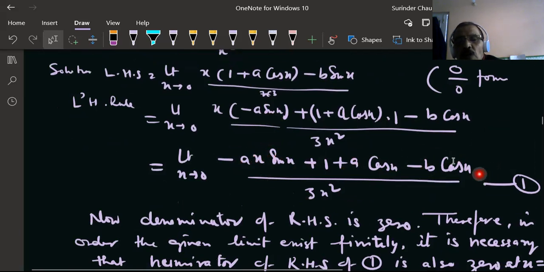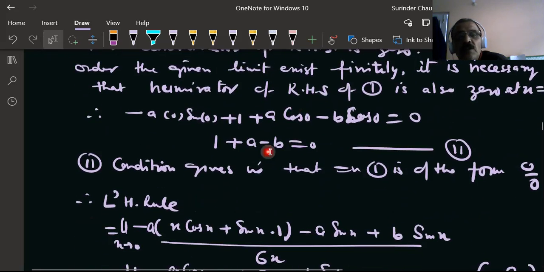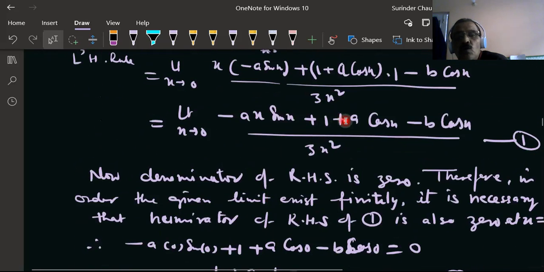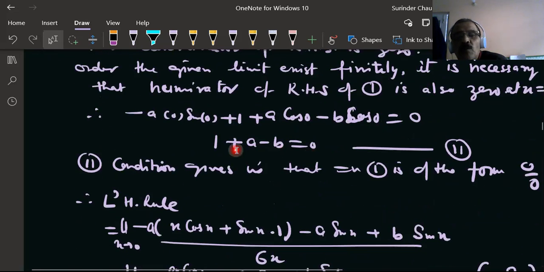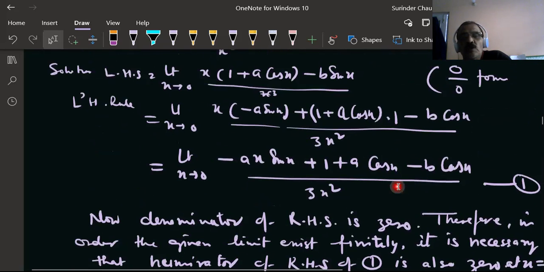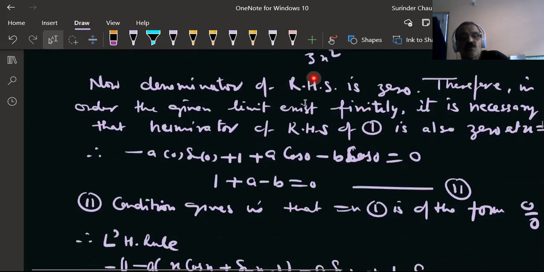For the applicability of the L'Hopital rule, for the limit of this rational function to exist, we can apply L'Hopital rule if and only if the limit of the denominator is 0, because the denominator is 0. So the limit of the numerator must be 0 as x goes to 0. So we get one equation: if x is 0, 1 plus a minus b is 0. If 1 plus a minus b is 0, this will become 0 by 0 form, and we can again apply L'Hopital rule to this function.